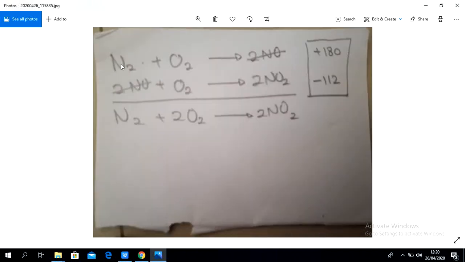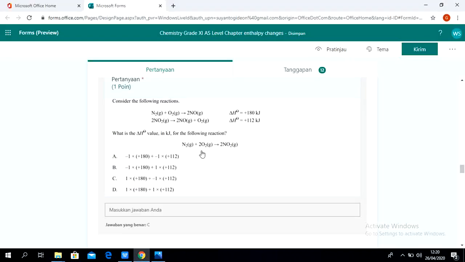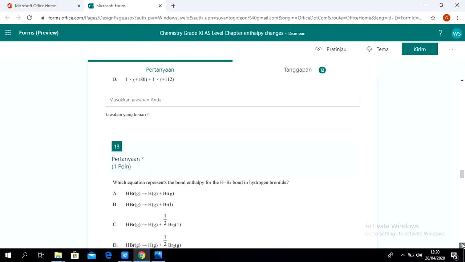This one, N2 plus O2 become 2NO, and then this is already changed in orientation. So 2NO plus O2 become 2NO2. The orientation changed, so this is multiplied by negative 1, and this remains the same. So this is the overall equation, which is similar to this one. So the answer here is C, multiplied by negative 1. Okay, let's continue to the next number.